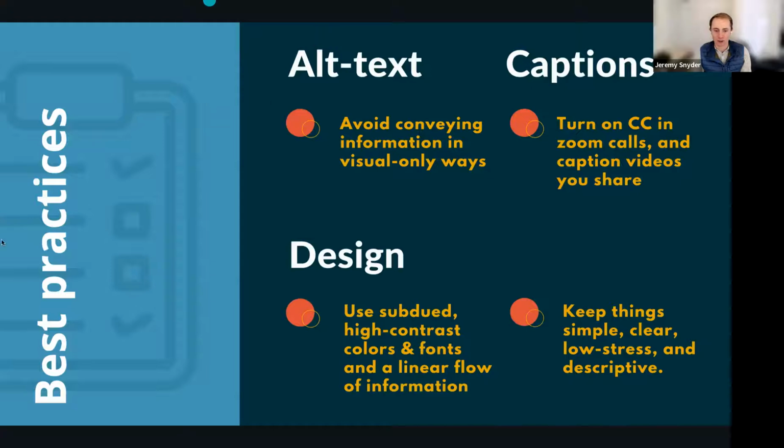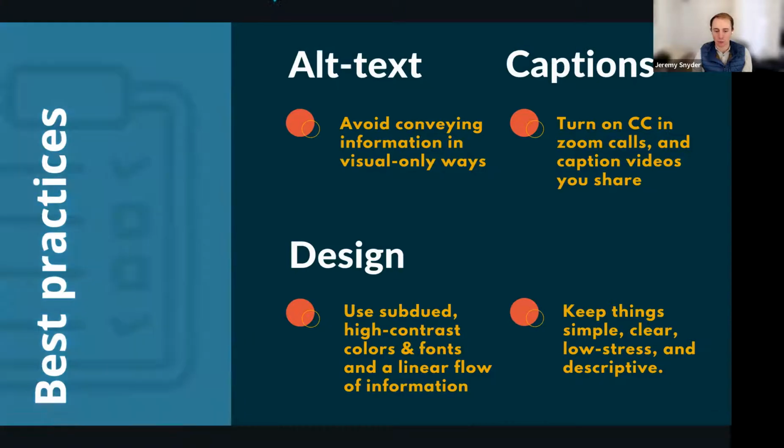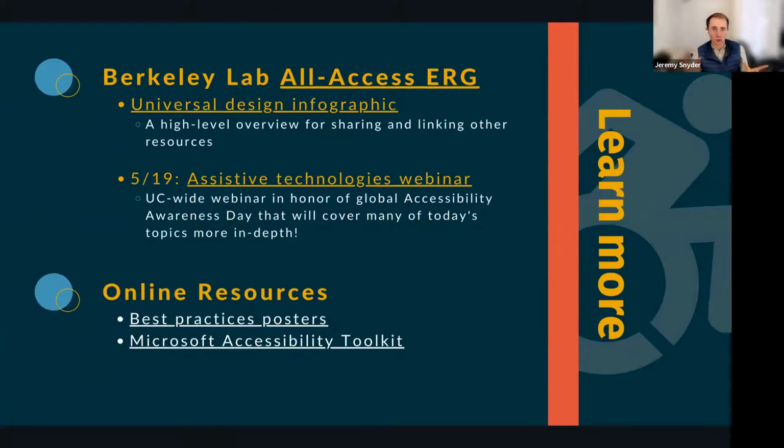And finally, I'll share a link to these slides, but it's not letting me advance. Here we go. I want to point you to a few more resources that can hopefully be helpful. First and foremost, there's the Berkeley Lab All Access ERG, which is an awesome community of people, both disabled and not disabled, who think about this stuff all the time. They're a great group for advocating for these changes at the lab and beyond, as well as for teaching people and supporting each other. So, a big fan of their work.